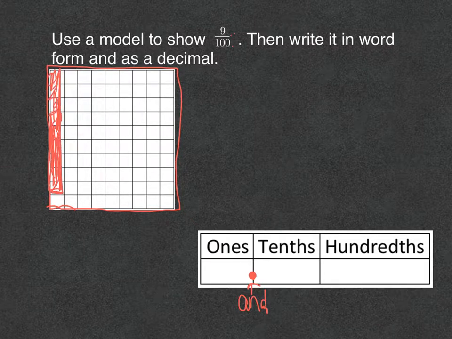Okay, 9/100ths. So now I have to write it in word form. Word form. So I would write 9/100ths.